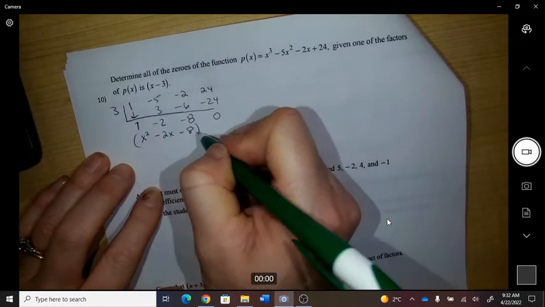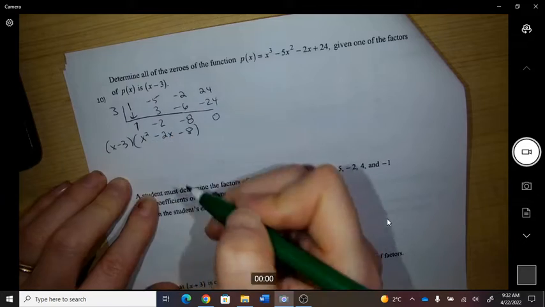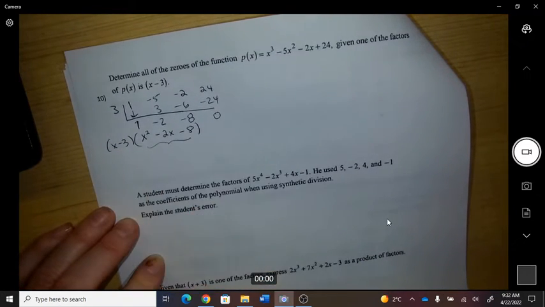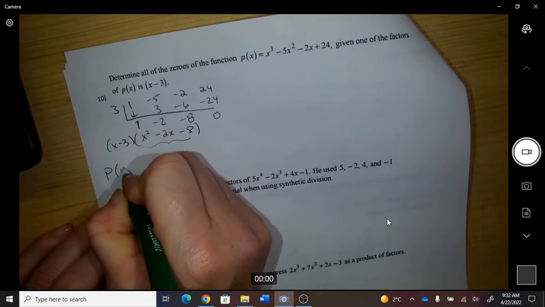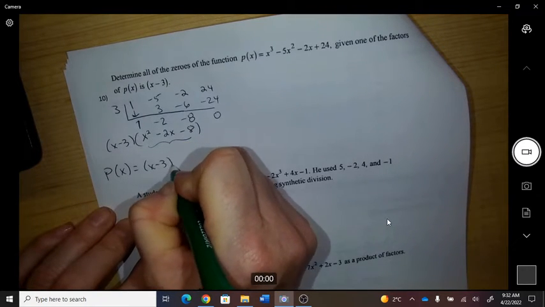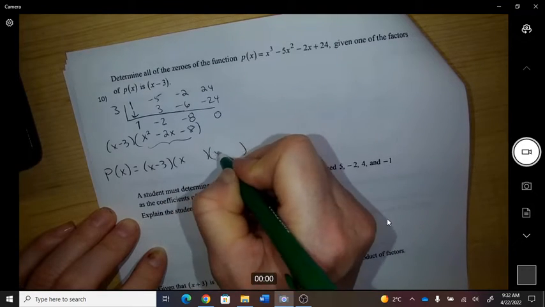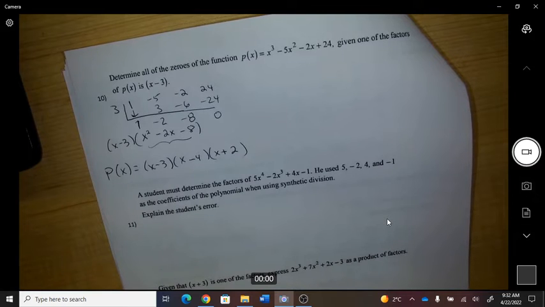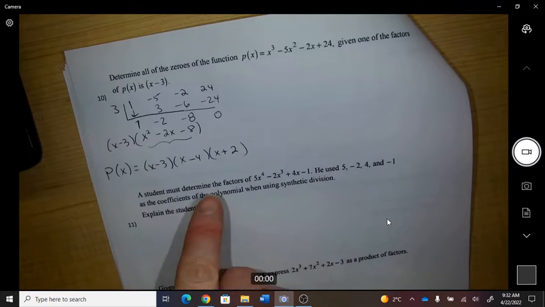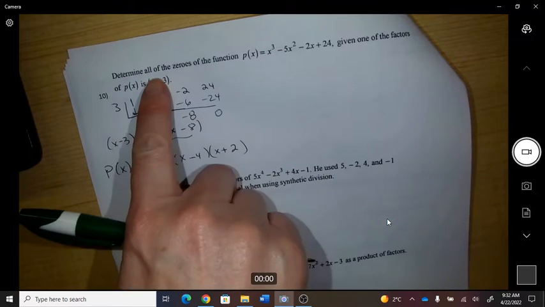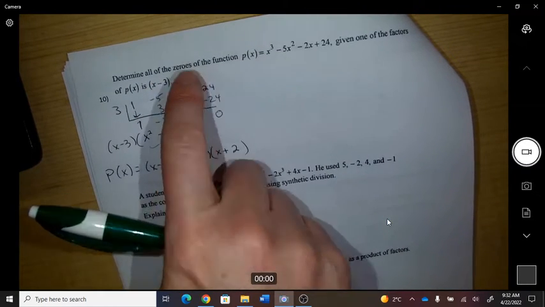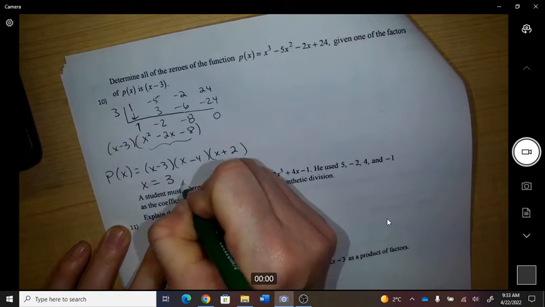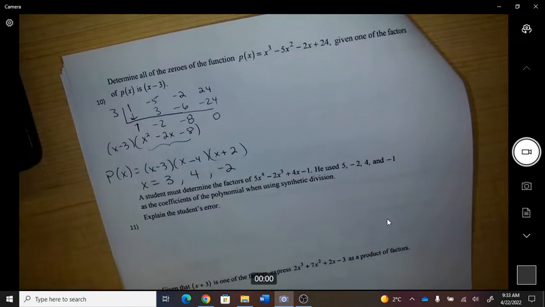And then we can't forget that we still have that as a factor. So I can try to break that down by hand, and I'm going to say p of x equals x minus 3 multiplies to 8, 4 times 2. Okay, so that's the equation, but now it says determine all the zeros, so we actually haven't answered the question. So the x-intercepts are 3, 4, and negative 2.